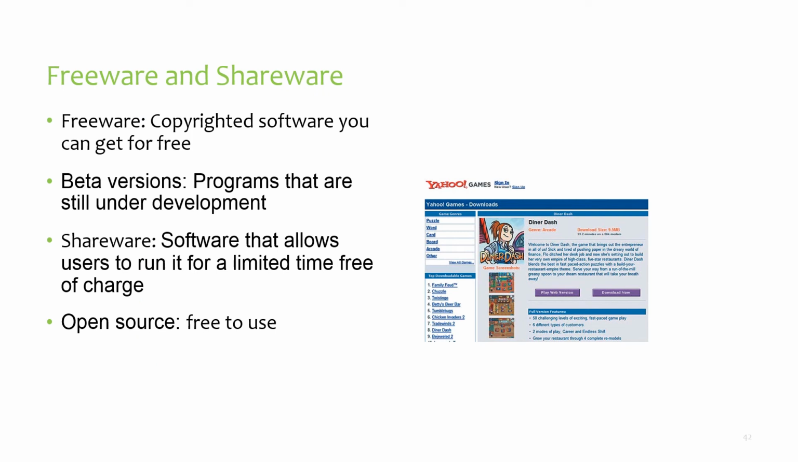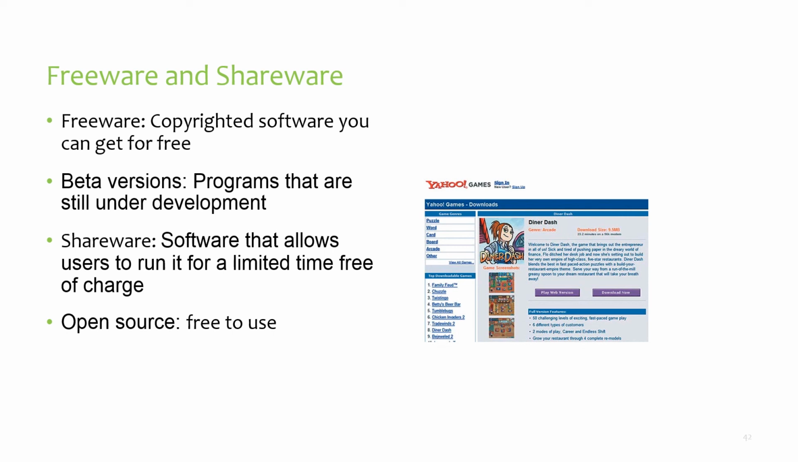Freeware is any copyrighted software that you can use for free. Some software developers offer beta versions of their software free of charge. Beta versions are still under development. By distributing free beta versions, developers hope to have users report errors or bugs they find in the program. This helps the developers correct any errors before they launch the software on the market at retail prices.